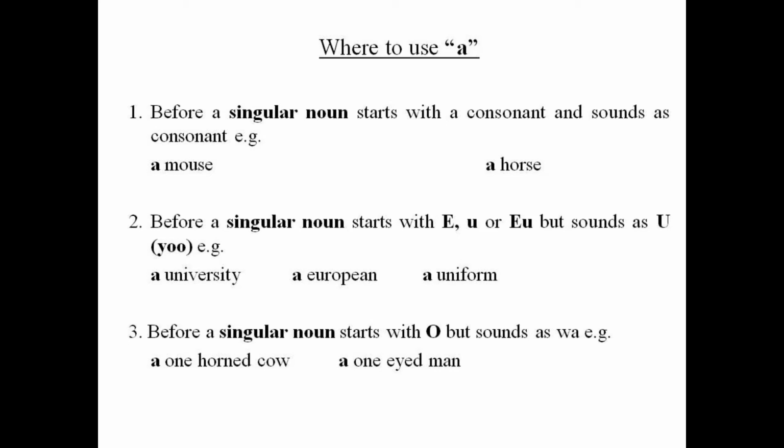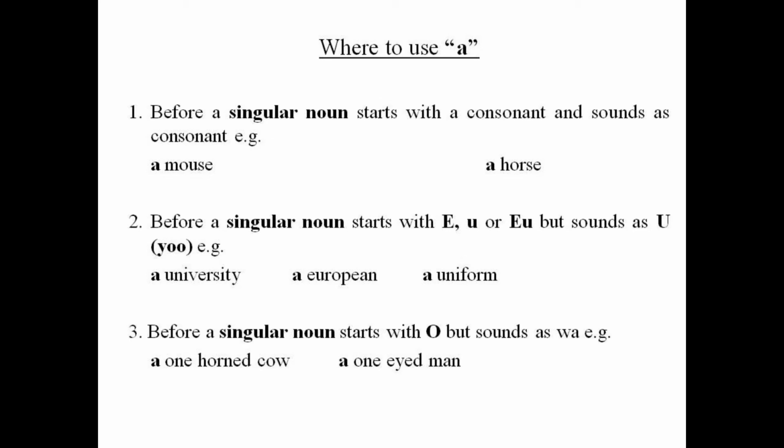A is also used before a singular noun which starts with vowel E, U or EU but sounds as U, the sound of Y, which is a consonant sound. For example, in all these words like university, European, uniform, the starting sound is YOO, which is of Y, that is year, U.